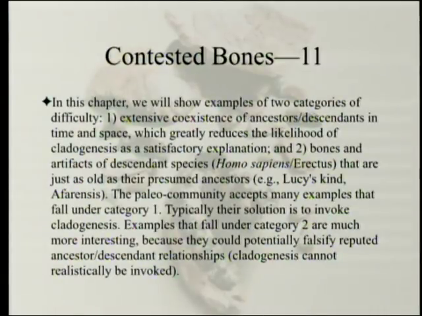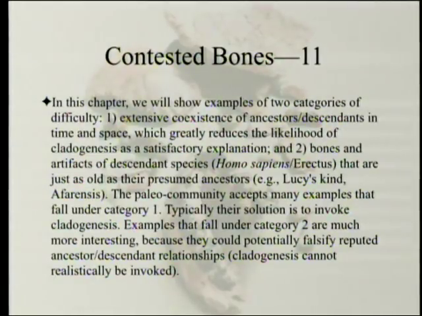In this chapter, we will show examples of two categories of difficulty. One, extensive coexistence of ancestors and descendants in time and space, which greatly reduce the likelihood of cladogenesis as a satisfactory explanation. And two, bones and artifacts of descendant species, or supposed descendant species, Homo sapiens and Erectus, that are just as old as their presumed ancestors. That is, Lucy's kind, afarensis.